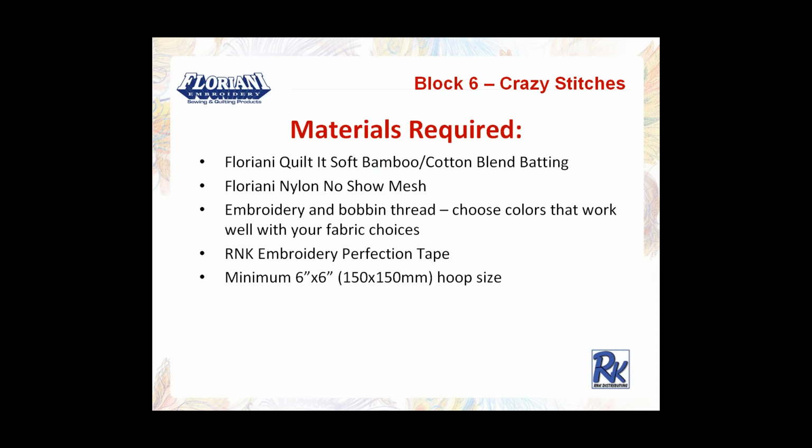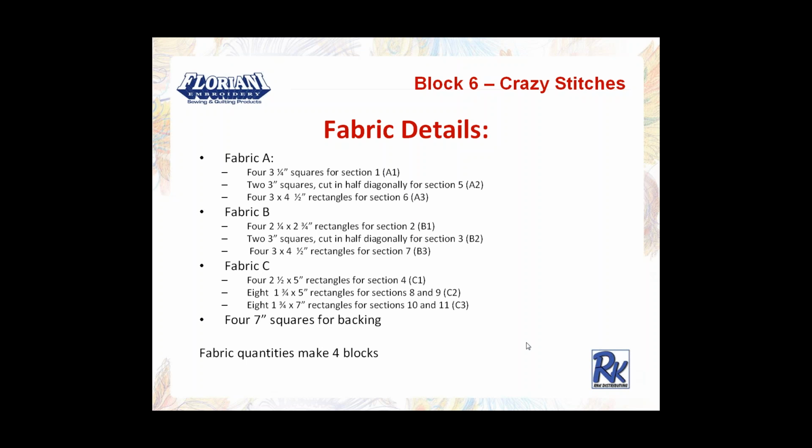Now your fabric details: you're going to need 3 different kinds of fabric. We're going to call them fabric A, B, and C, and there are different pieces for each one. So real quickly, you're going to need 4 3¼ inch squares for section 1. We're going to call that A1. You're going to need 2 3-inch squares cut in half diagonally to make some triangles. You're going to need 4 3 by 4½ inch rectangles for the next section.